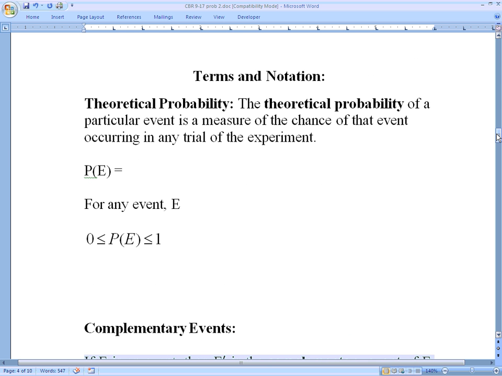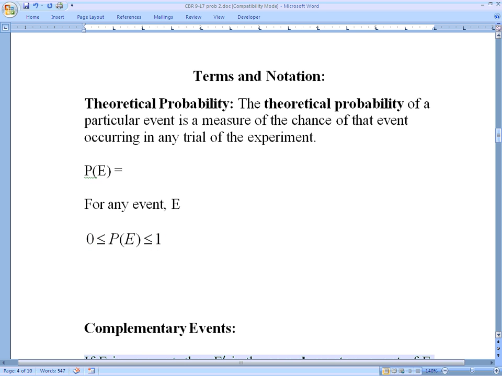Oh, before we do that, this is where we'll just do a quick review again on some terms and notation. The probability, again, of E, as we just showed, is the probability that an event E occurs. And the probability of it is one number. Again, that number can range between 0 and 1. If we get a number that's bigger than 1, it's not correct. If we get a number that's negative, also not correct.